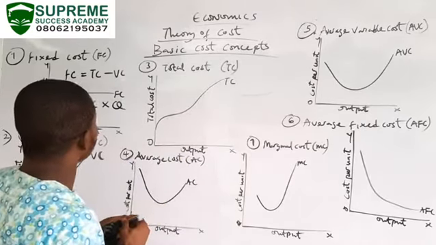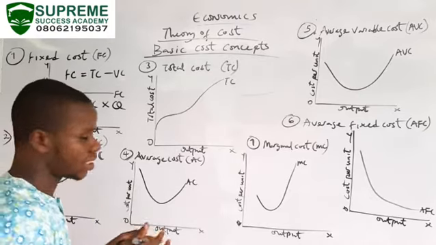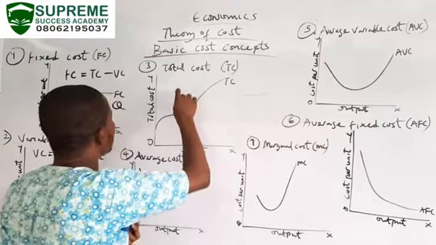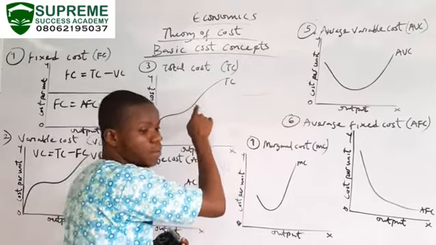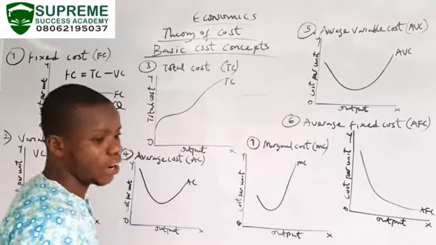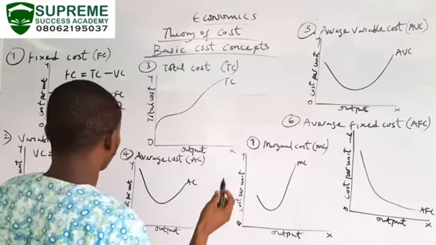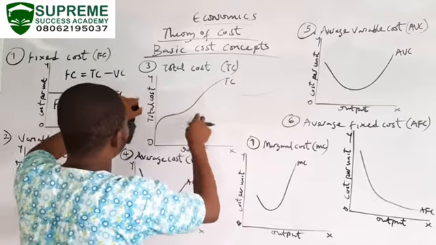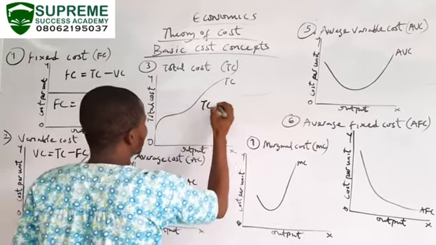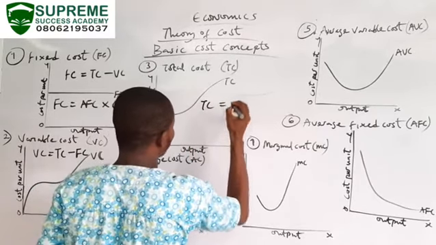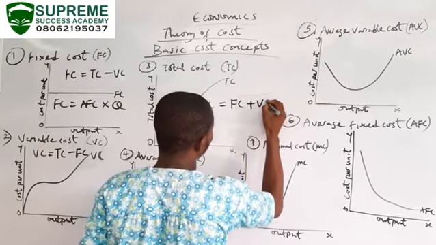So the third one, which is total cost. The total cost is just the combination of fixed cost and variable cost. What that means is that the total cost is the addition of both variable cost and the fixed cost incurred in the production of goods and services. This is the graphical representation of total cost. Total cost, as in the formula, is equal to fixed cost plus variable cost.